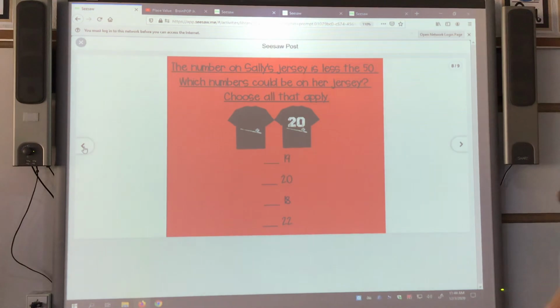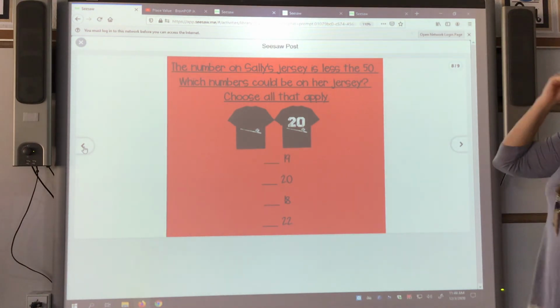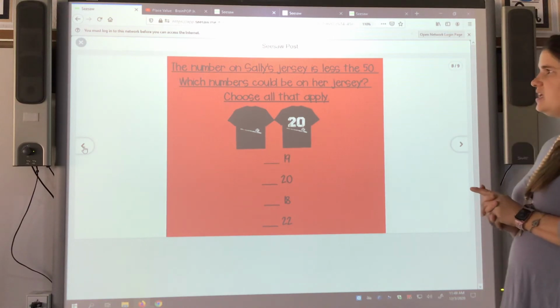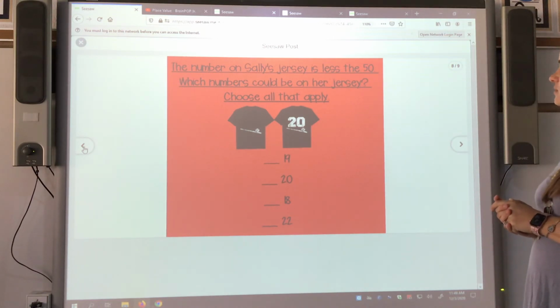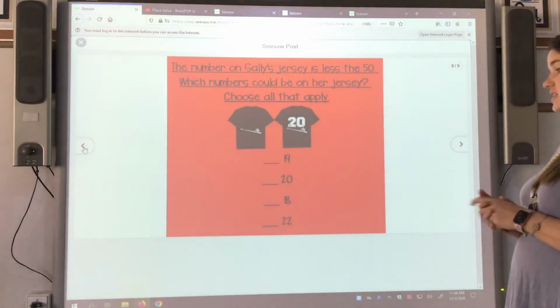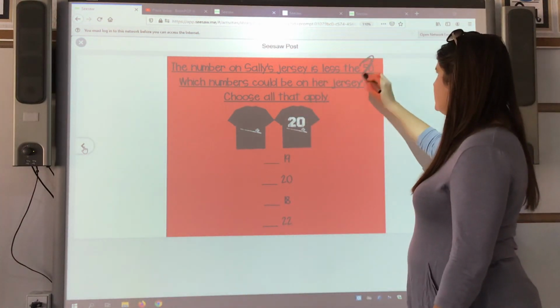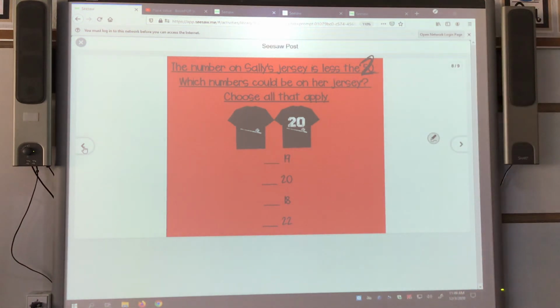And we are going to do this last problem. It says the number on Sally's jersey is less than 50. Which numbers could be on her jersey? That should say less than 20. Whoops. Less than 20. Which numbers could be on her jersey?